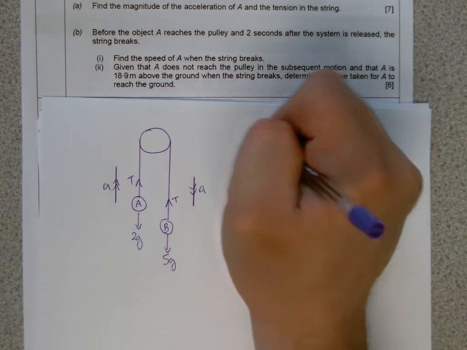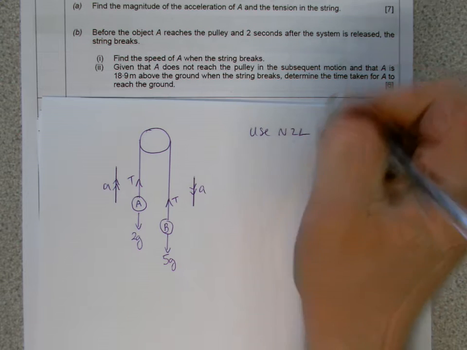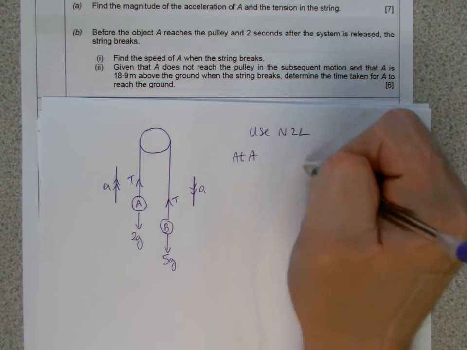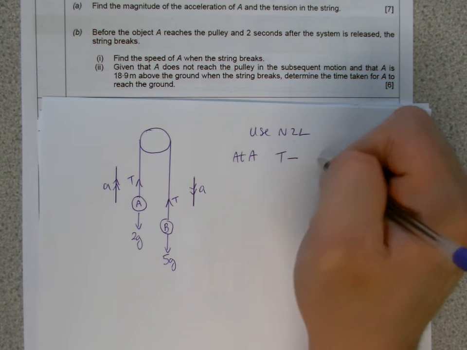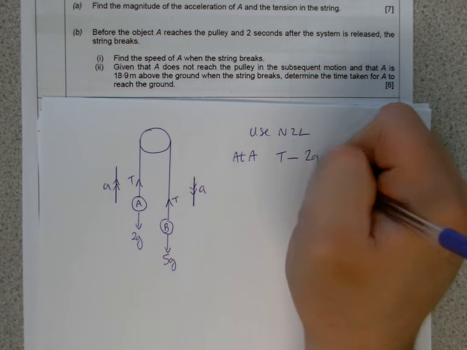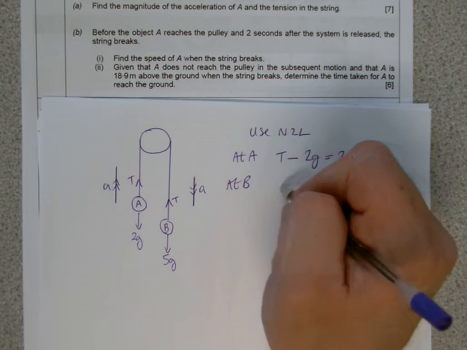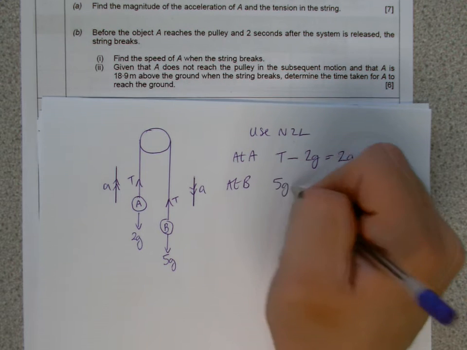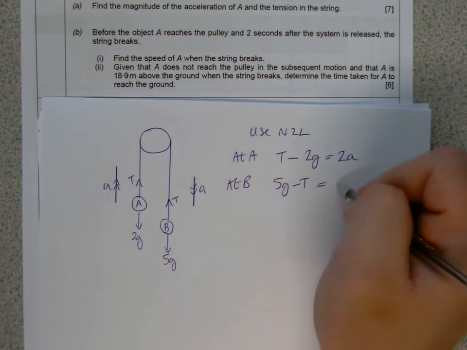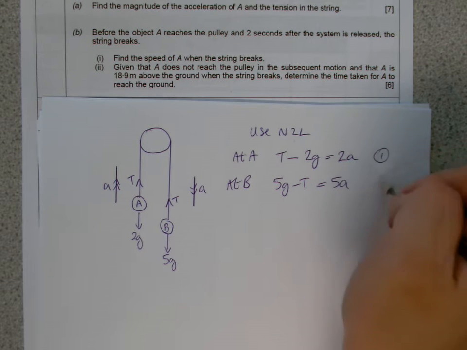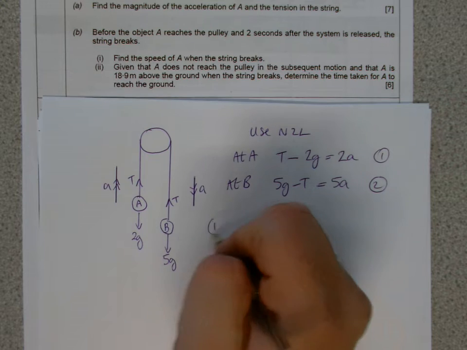So again, if we use Newton's second law, we can say, look, at A, we'll have tension pulling up this object A, which has weight 2g. That will equal mass times acceleration. And then at B, of course, it's going down, so the weight will be pulling it down, take away the tension, the resisting force, and that will equal mass times acceleration. So we label it 1 and 2. Of course, then we need to add 1 and 2.